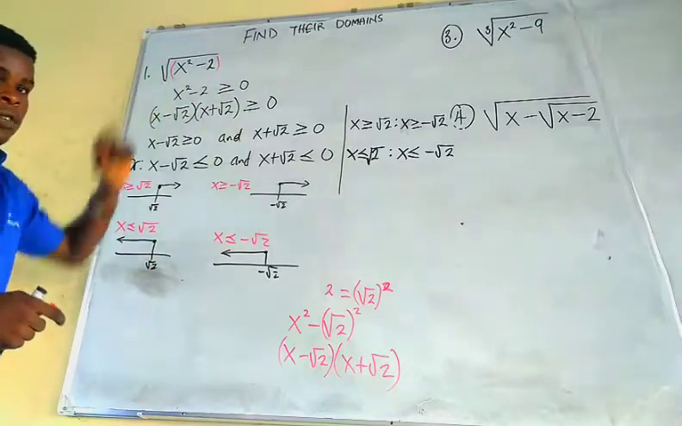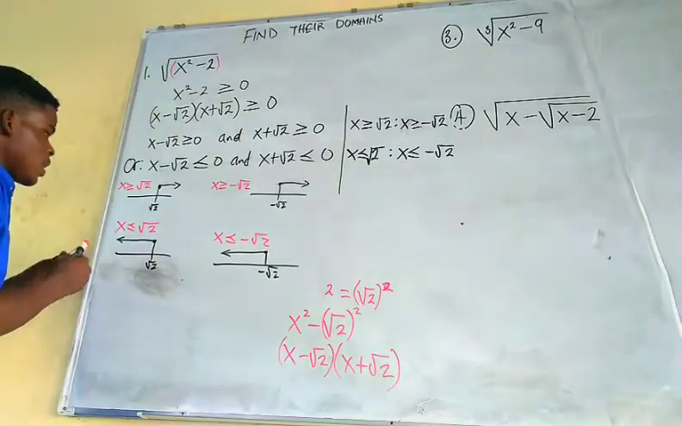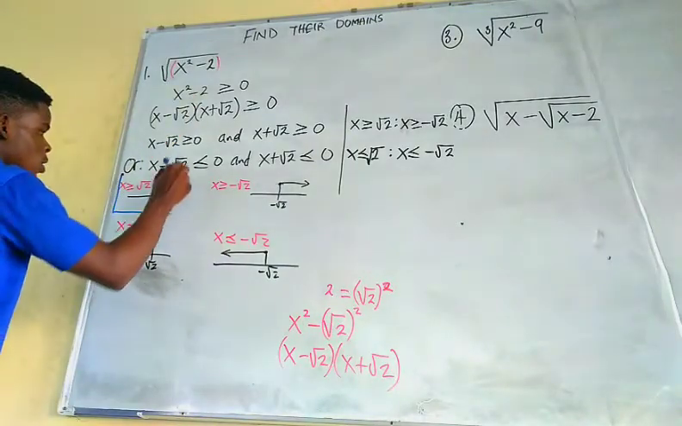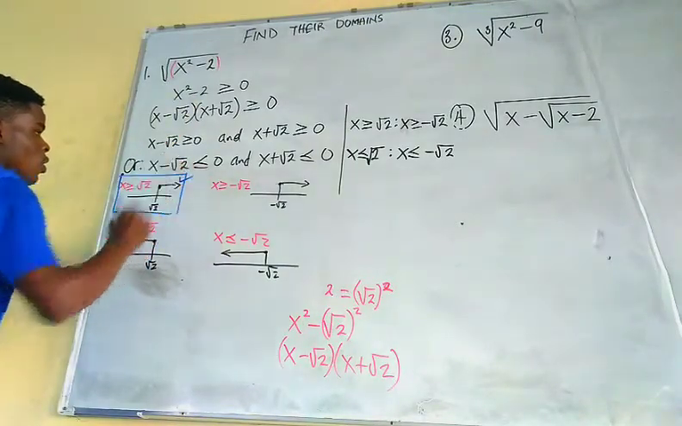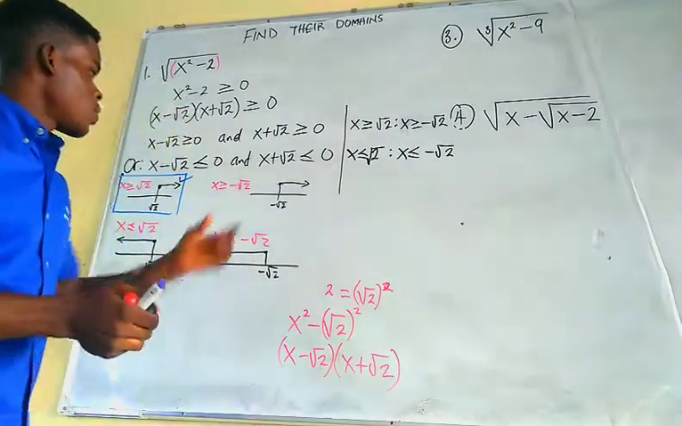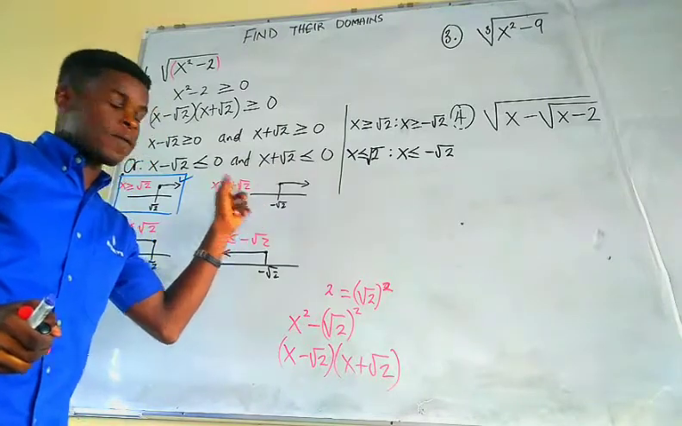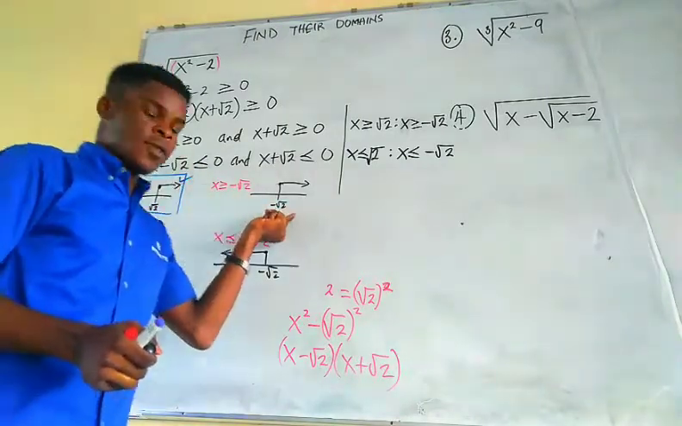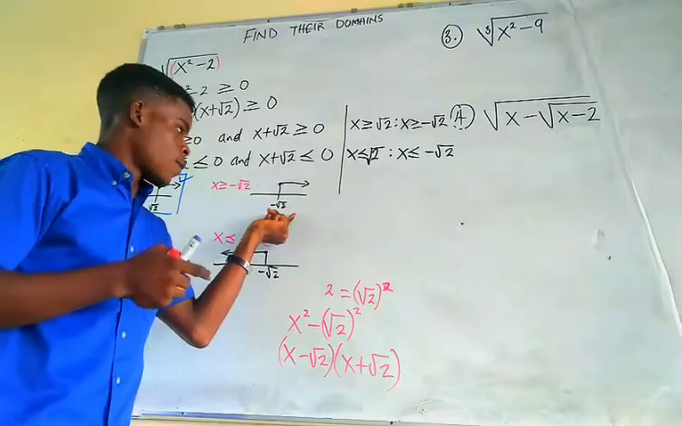So the radicand is greater than or equal to 0. It is greater than 0 strictly. Therefore, this one right here satisfies what we want. Okay, we go for the negative part. x should be greater than or equal to negative square root of 2. We go again to analyze that, alright? We pick a number that is greater than or equal to negative square root of 2.